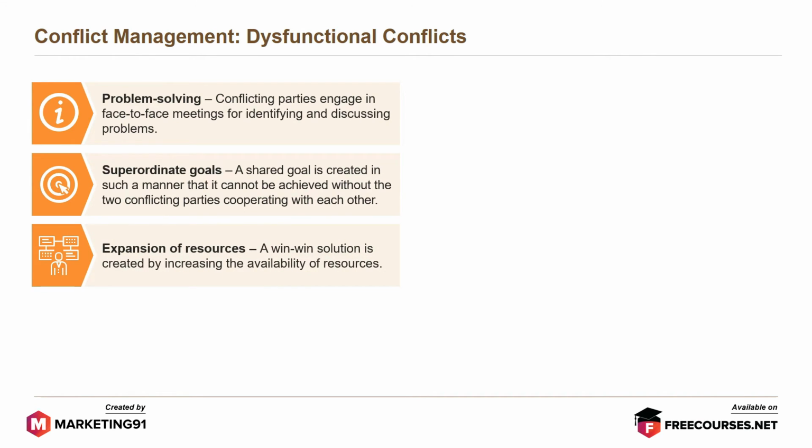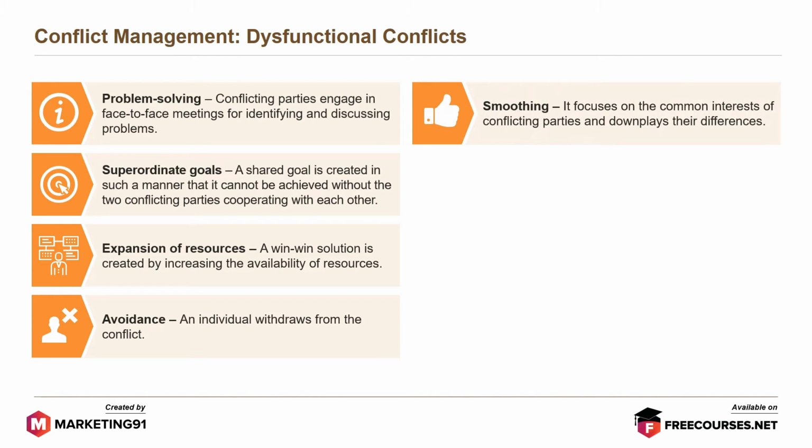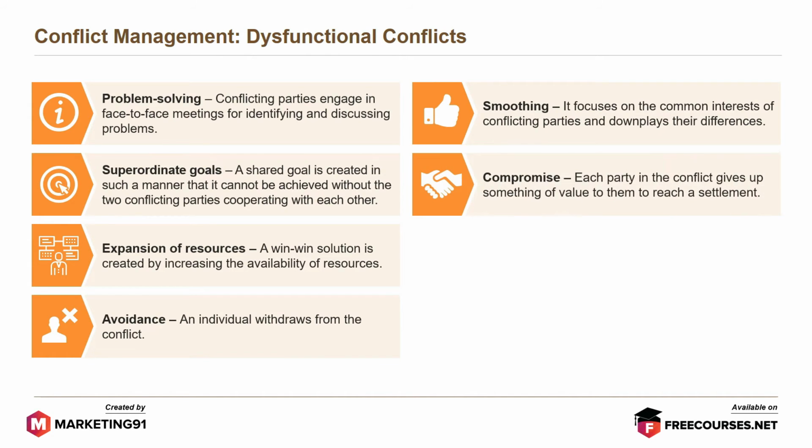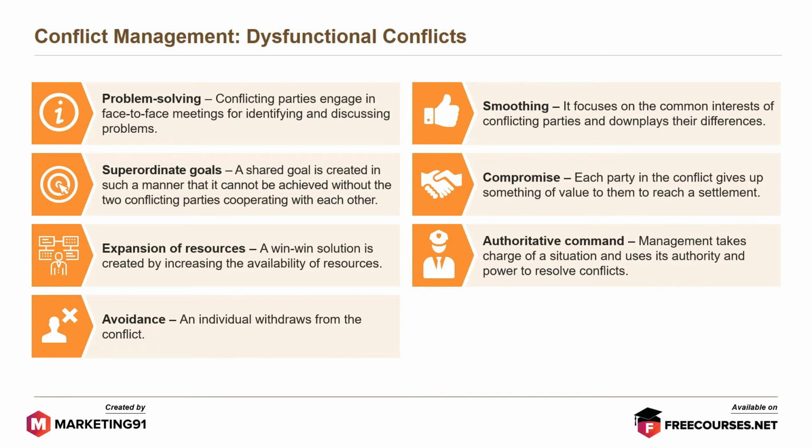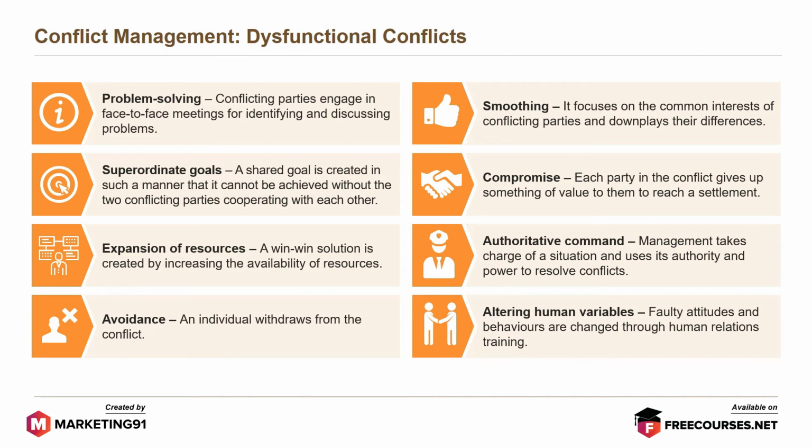Expansion of resources. A win-win solution is created by increasing the availability of resources. Avoidance, that is, an individual withdraws from the conflict. Smoothing. It focuses on the common interests of conflicting parties and downplays their differences. Compromise. Each party in the conflict gives up something of value to them to reach a settlement. Authoritative command. Management takes charge of a situation and uses its authority to resolve conflicts. And lastly, altering human variables, that is, faulty attitudes and behaviors are changed through human relations training.